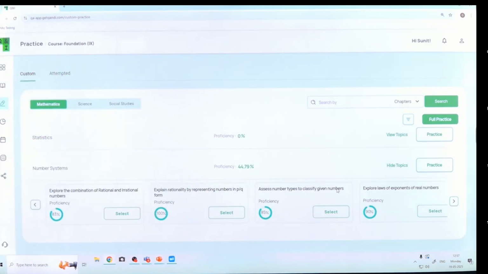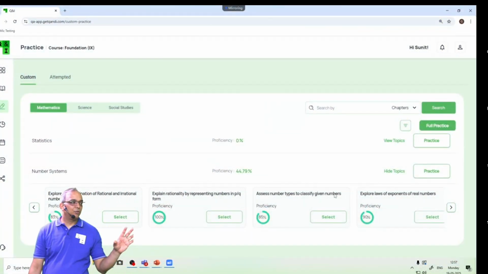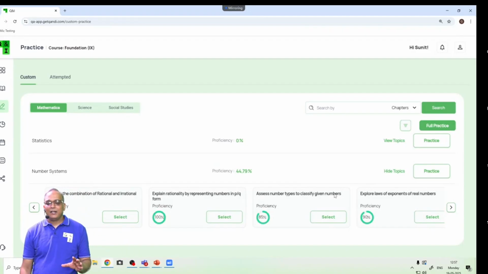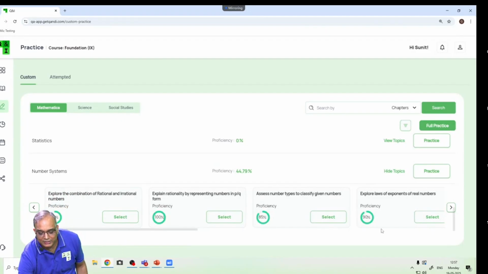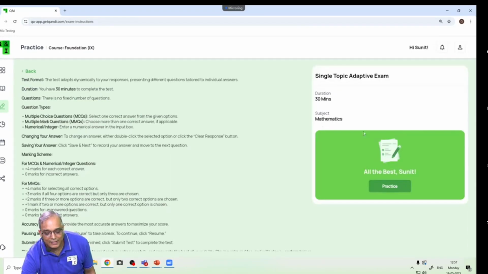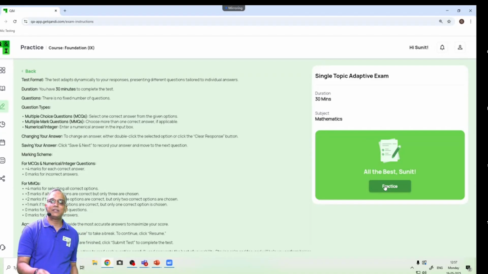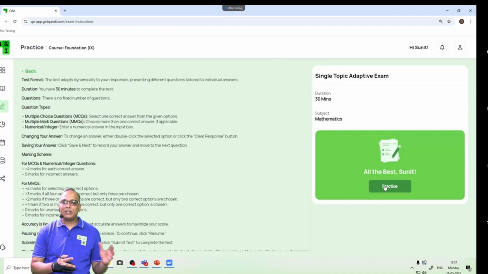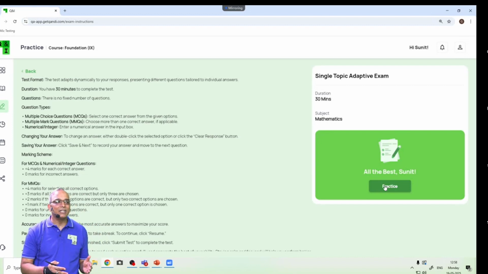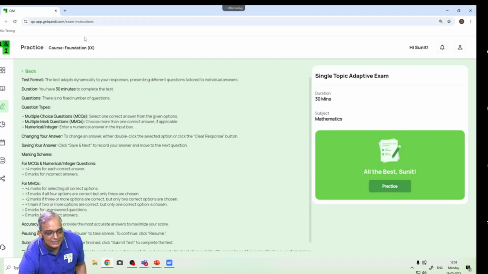So you have to open the platform, go on this topic, take a custom practice session for this topic. You will select this topic and then click on practice for selected topic. You can see the practice for selected topic on the left side. When you click it, you will have this practice session of 30 minutes. So you have to practice for 30 minutes. Today's homework is to do 20 questions on that topic. You remember the topic, right?